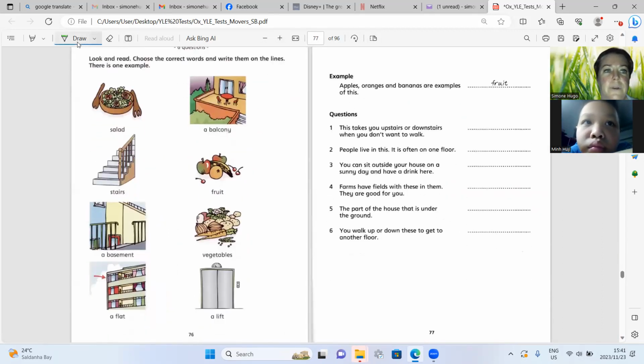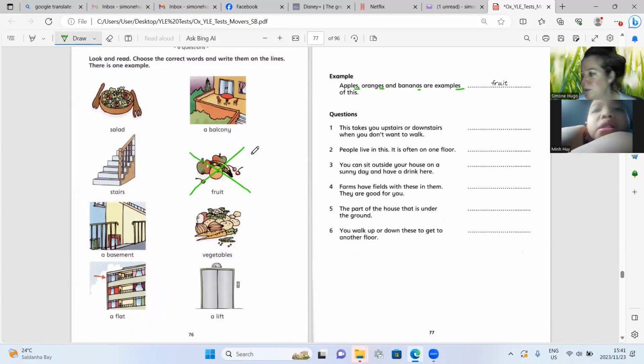Okay, so look and read, choose the correct words and write them on the lines. There is one example. Apples, oranges, and bananas are examples of this: fruit. Can you read question one?